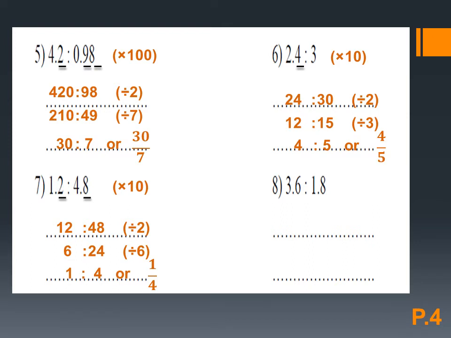3.6 to 1.8. We have here one decimal place in both of them, multiply both of them by 10. 36 to 18. Divided both of them by 2, 18 to 9. Divided here by 9, 2 to 1, and this is the simplest form, 2 over 1.